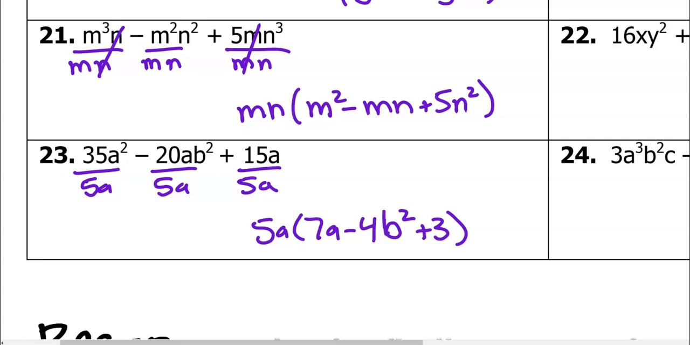So your b squared just stayed b squared, right? We didn't touch the b's. The b's were fine. The a's are who got kicked out. One of the a's got kicked out. Okay? 35 divided by 5 is 7. A squared, take 1a out, so I still have 1a left inside. Yep. Okay. Here, that a got moved out front. That a got moved out front. All right? Yeah?